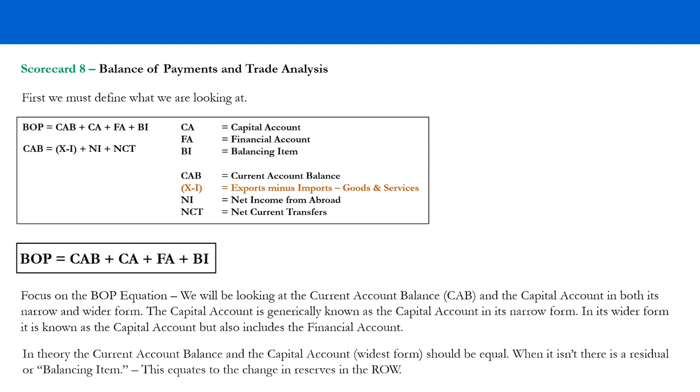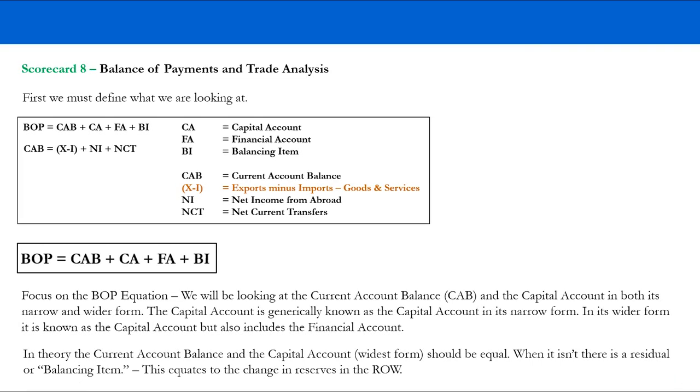And in theory, the current account balance, the CAB, and the capital account in its widest form, the CA, so including the financial account, should equal each other. And when it doesn't equal, there's a residual or a balancing item. What this balancing item is, is the change in reserves, so the change in currency reserves in the rest of the world. Okay, so let's start looking at this pictorially to try and get a basis of understanding and build this analysis out.